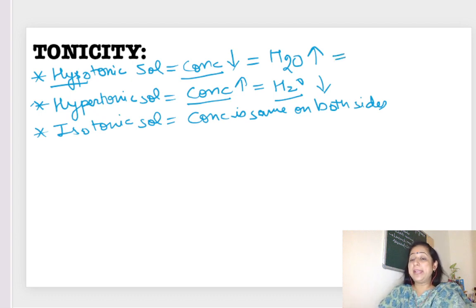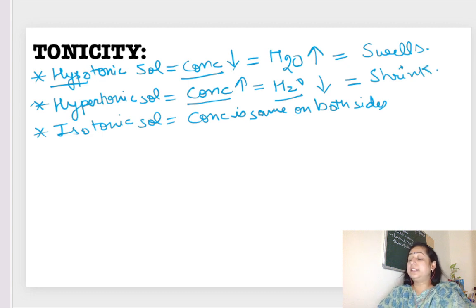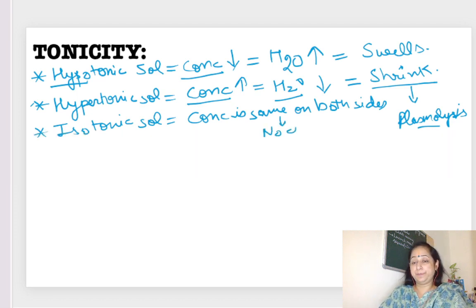Now, when a cell is placed in a hypotonic solution, it will always swell up. When a cell is placed in a hypertonic solution, it will always shrink. The term which we were discussing, shrinkage in a plant cell, is known as plasmolysis. So whenever you place a plant cell in a concentrated solution like sugar syrup, it will shrink. That we call plasmolysis. And in an isotonic solution, there is no change.